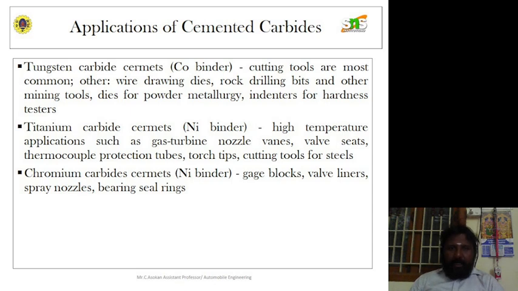High temperature applications such as gas turbine nozzles, vanes, valve seats, thermocouple protection tubes, and cutting tools for steels. Chromium carbide ceramics are used for gauge blades and valve liners, spray nozzles, and bearing seal rings.